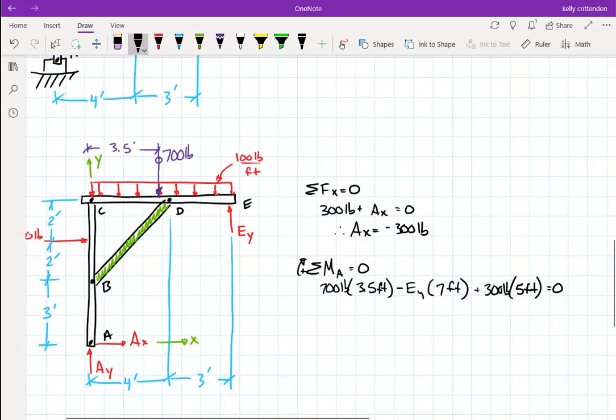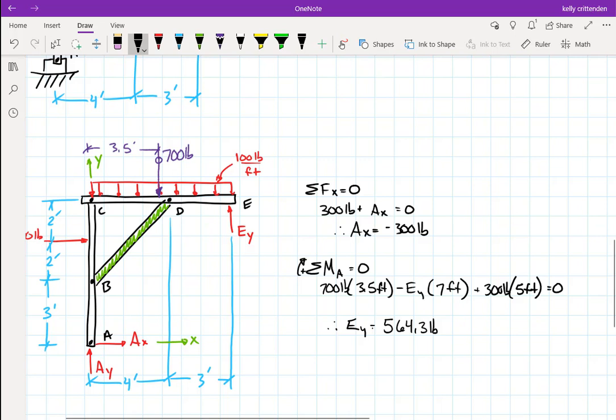So we'll have to solve that. 700 times 3.5 plus 300 times 5, and then divide that by 7. So EY should be 564.3. And it's positive, so that means that we drew EY, the arrow, in the right direction, which kind of makes sense. EY, the arrow going down, would really not make sense.